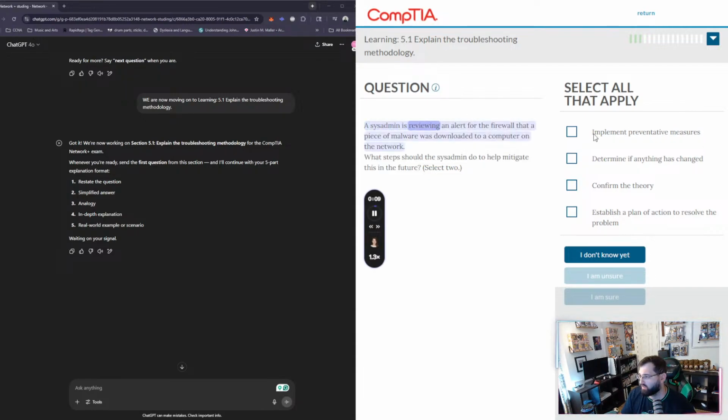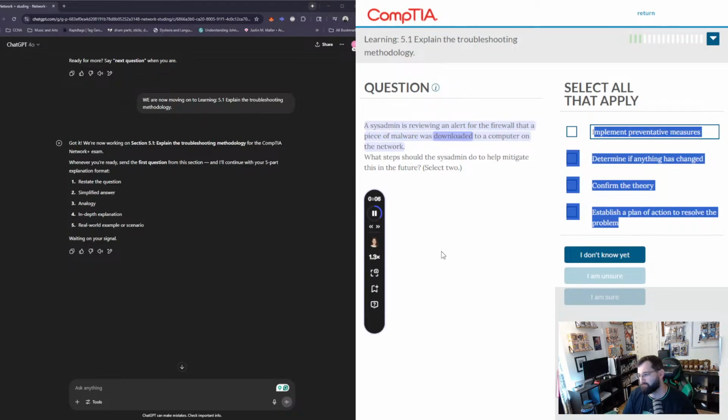A sysadmin is reviewing an alert for the firewall that a piece of malware was downloaded to a computer on the network. What steps should the sysadmin do to help mitigate this in the future? Select 2.